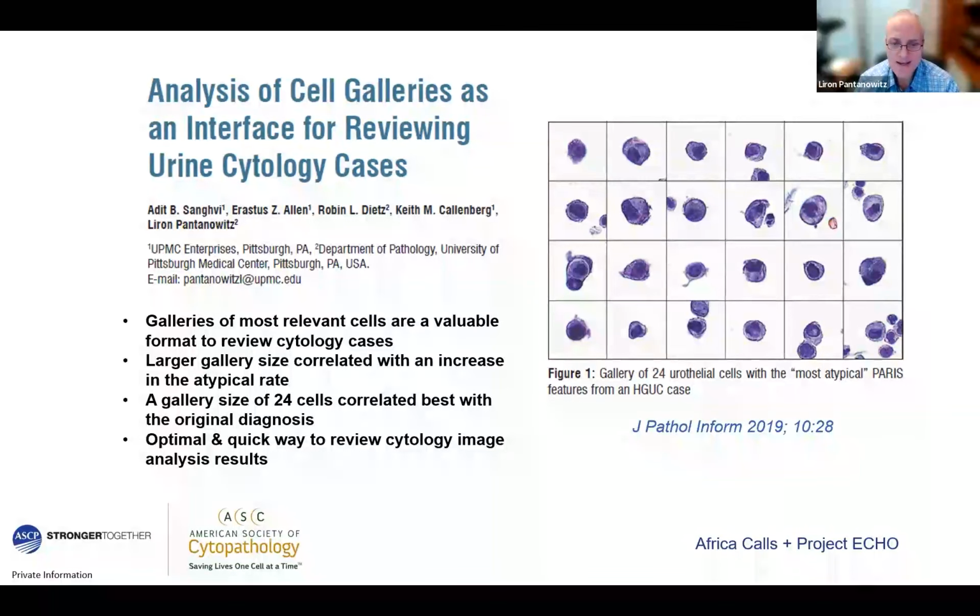But what we did find is that if you have too many images in the gallery, it's confusing for humans. When we had cytopathologists look at galleries, the gallery size was too big, and people just end up calling everything atypical, and they don't commit to a definitive diagnosis. We found that the optimal number of images to show a human in a gallery is probably 24. If you show someone 24 images, like you can see on the right, this is a urine specimen, and there's a gallery of 24 images, you can quickly see that those are all atypical cells. This is probably a high-grade urothelial carcinoma. So it's quick and easy to do it that way.